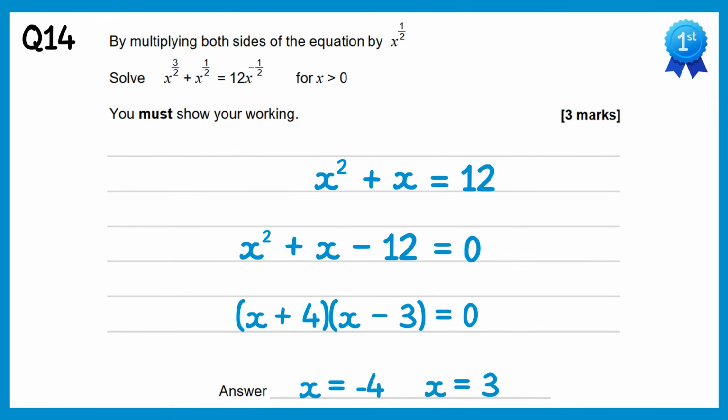But remember, in this question it does say for x is greater than 0, so we don't want the negative solutions here, they're not valid. So take away that x equals negative 4, and you just end up with x equals 3.